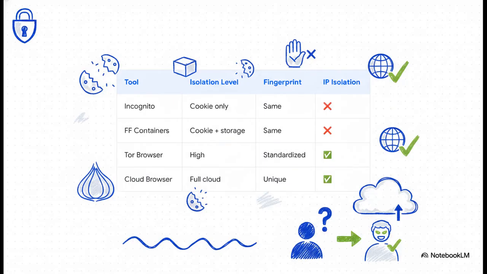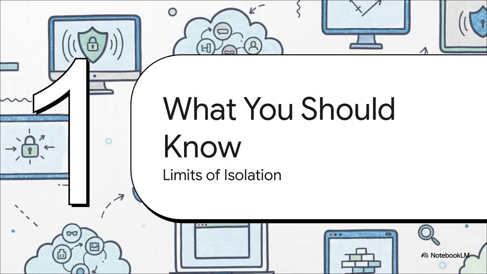Okay, let's pull all of this together and look at the big picture. As you've seen, not all tools are created equal. You've got incognito mode and Firefox containers, which are great for separating out cookies. But remember, your fingerprint and your IP address are still hanging out there in the open. To really lock those down, you have to level up to something like the Tor browser or a cloud browser. It's all about picking the right tool for the right job, whether you just need a little organization or you're aiming for true anonymity. All right, before we finish up, there's one really important thing we need to be crystal clear on. We need to talk about what isolated browsing is, and maybe more importantly, what it isn't.